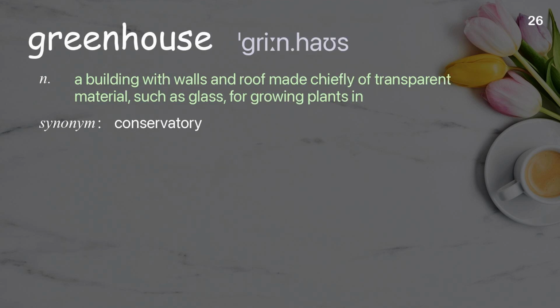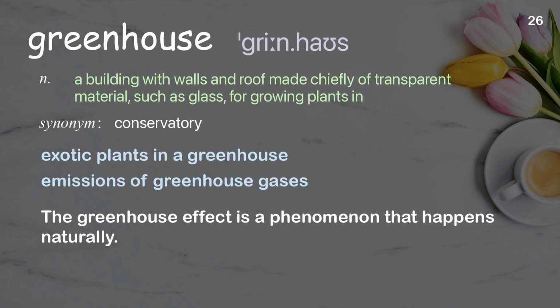Greenhouse. A building with walls and roof made chiefly of transparent material, such as glass, for growing plants in. Examples: exotic plants in a greenhouse. Emissions of greenhouse gases. The greenhouse effect is a phenomenon that happens naturally.